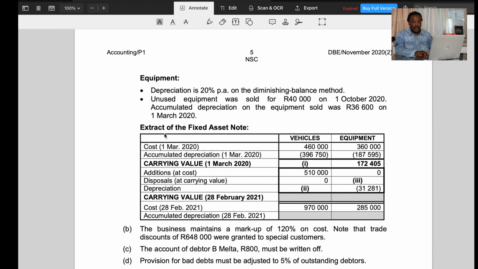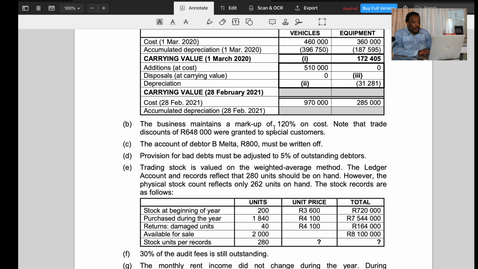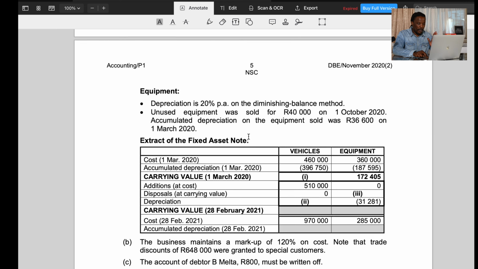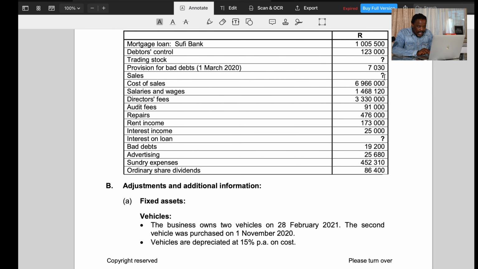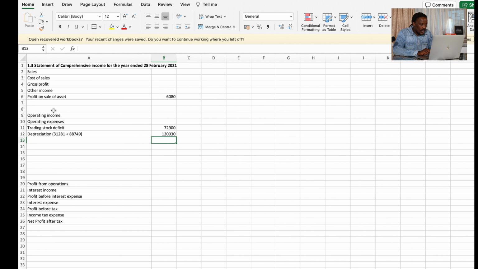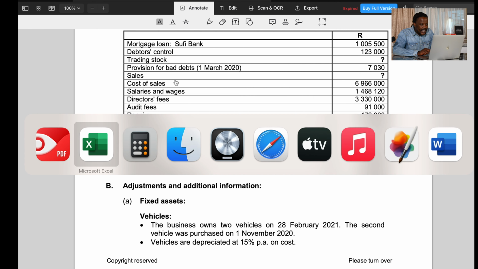You carry on now. Say, okay, let me do my B. The business maintains a markup of 120% on cost. Note that trade discounts of 648,000 were granted to special customers. The business maintains the markup on cost of 120%. We are not given sales, but we are given cost of sales. How much is the cost of sales given? 6,966,000.